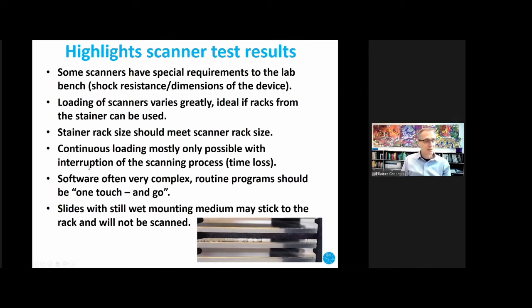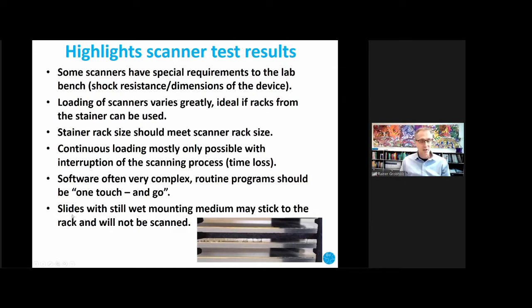But with the newer scanners, most of them need to interrupt the scanning process before you can reload or continuously load the scanners. Also, the software is often very, very complex, and routine programs should be one touch and one go. Otherwise, you will have problems with your lab technicians who are not very familiar with all these software features, and that probably results in delayed scanning systems.